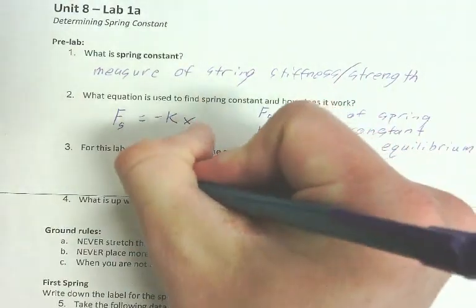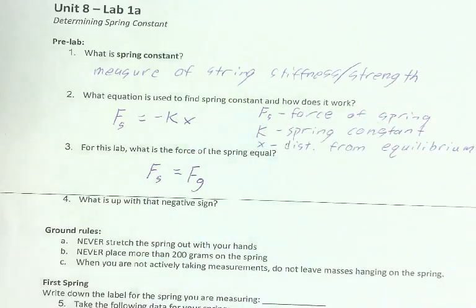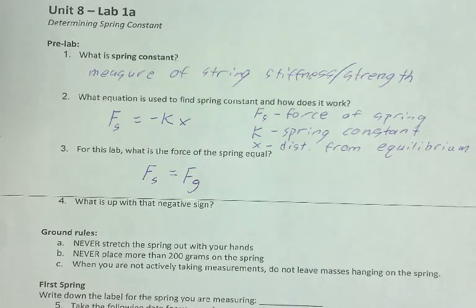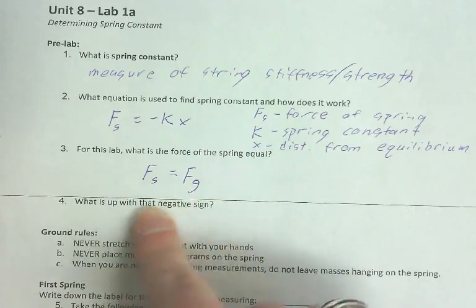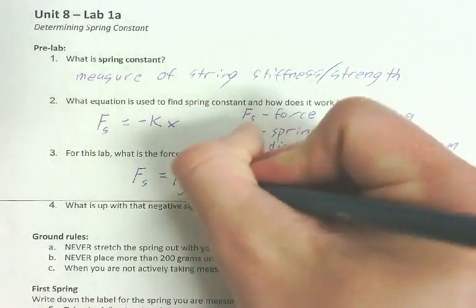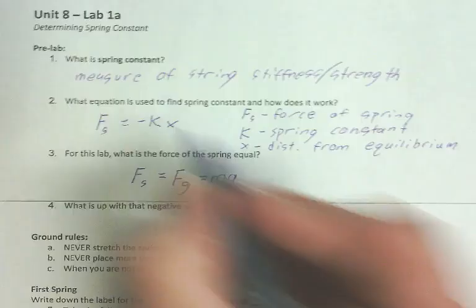So for this lab, the force of the spring equals the force of gravity. Because for this part of the lab, we are always going to hang weight off of the edge. And so that's going to stretch it out, and it's going to balance out again. And when it balances out, these two numbers will equal each other. So for this lab, when you're trying to find Fs, you're going to do it by doing Fg equals mg. Because for this lab, we're actually going to solve for K.